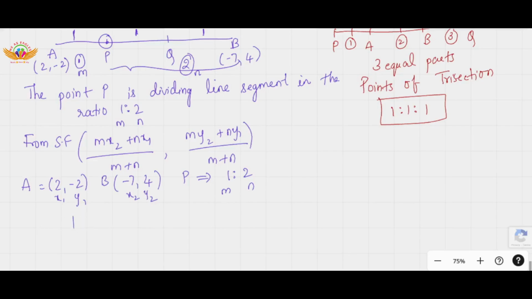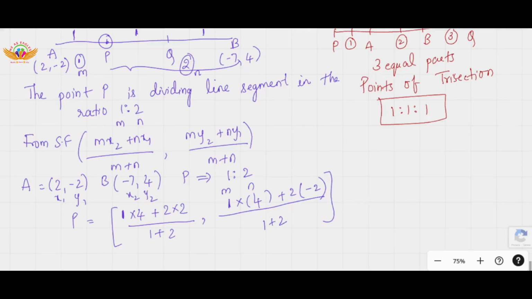Now the point P is equal to, what is m here? 1 into minus 7 plus 2 into x1, which is 2, divided by 1 plus 2, comma, then 1 into y2, which is 4, plus 2 into y1, which is minus 2, divided by 1 plus 2.